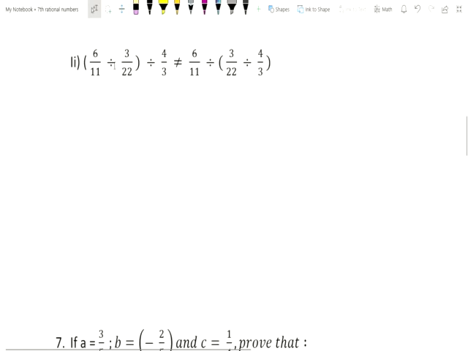6 by 11 divided by 3 by 22 divide 4 by 3 is not equal to 6 by 11 divide 3 by 22 divide 4 by 3. First we need to simplify the bracket. So LHS or RHS, both the values you first find out.